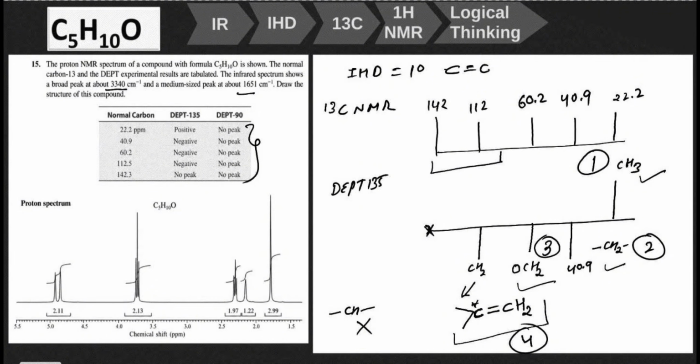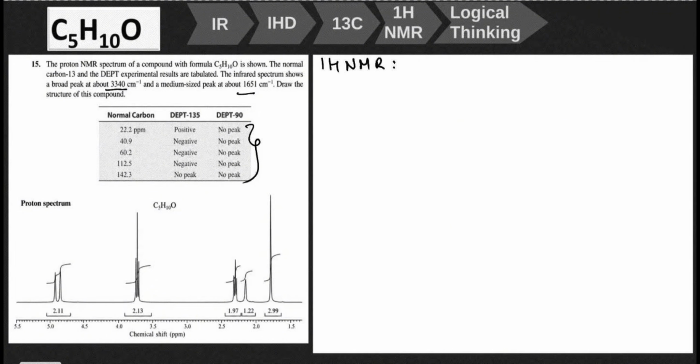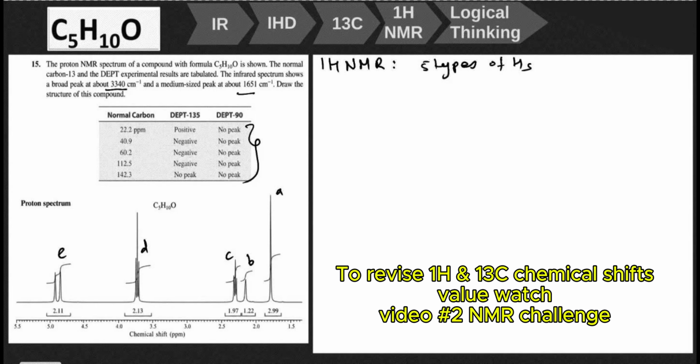Now let's look at the 1H NMR data. Okay, so how many peaks are there? A, B, C, D, E. So there are 5 types of hydrogens. Okay, 5 signals means there are 5 types of hydrogen. So signal A is around, let's say 1.7 ppm, and this is a singlet corresponding to 3 hydrogens. So the number of neighboring hydrogens is 0, and this indicates that there is a methyl group.